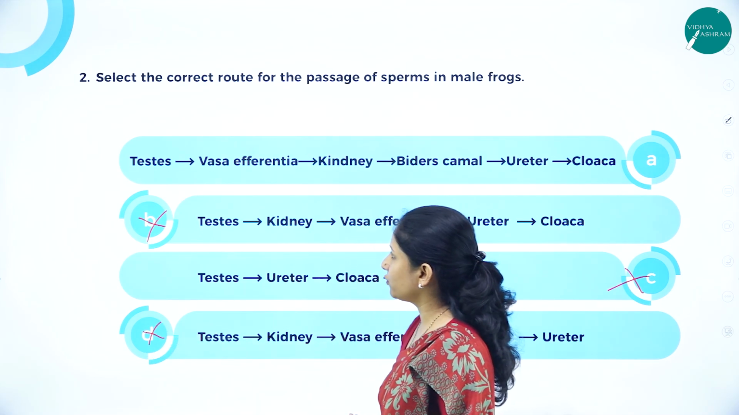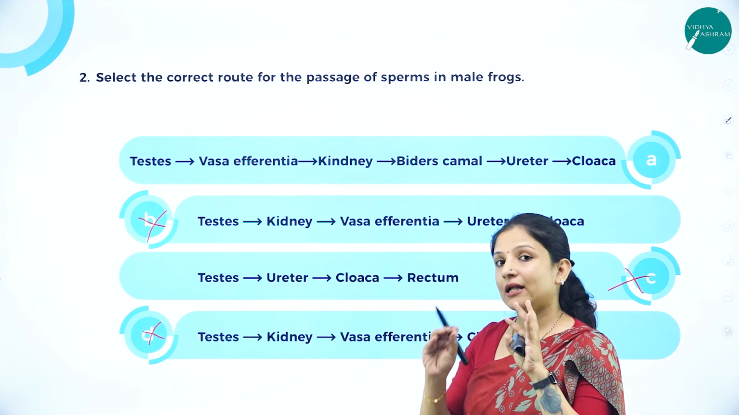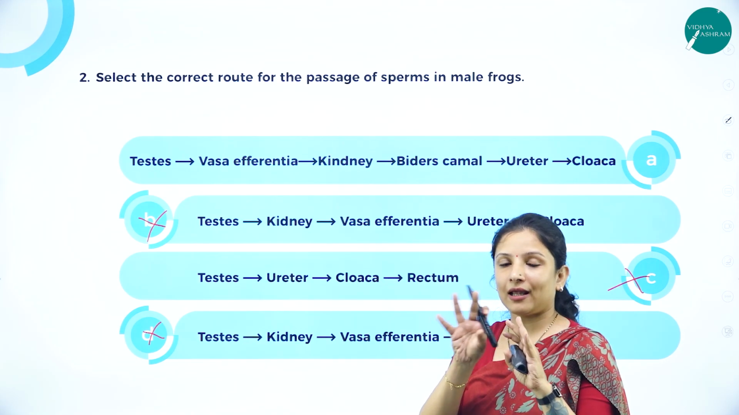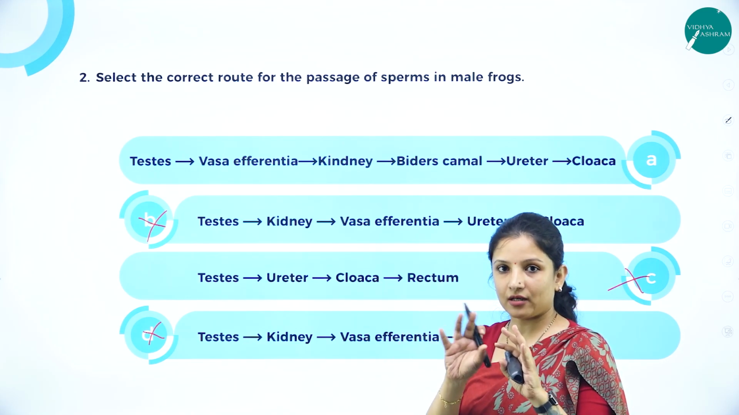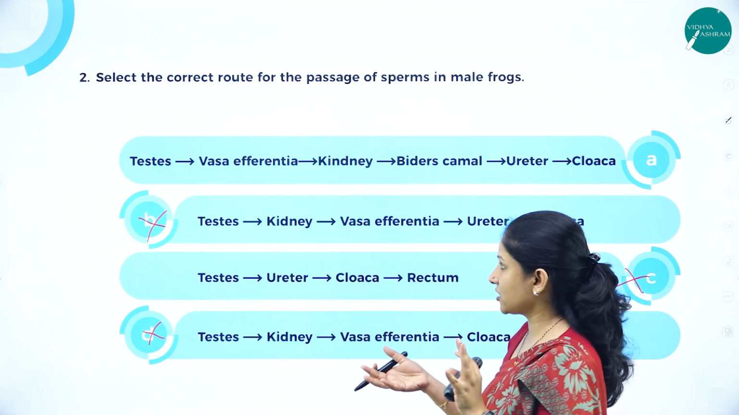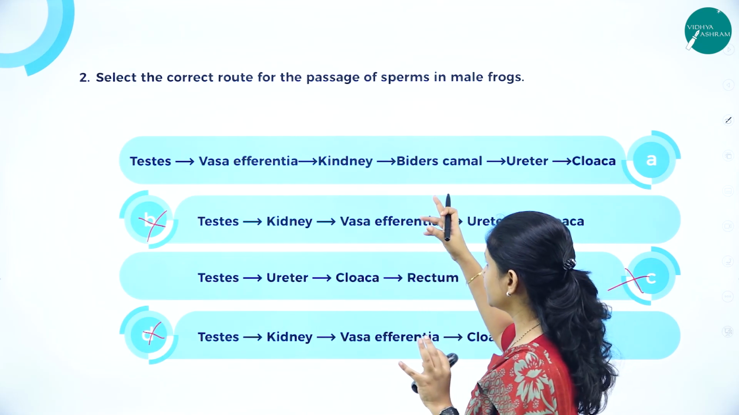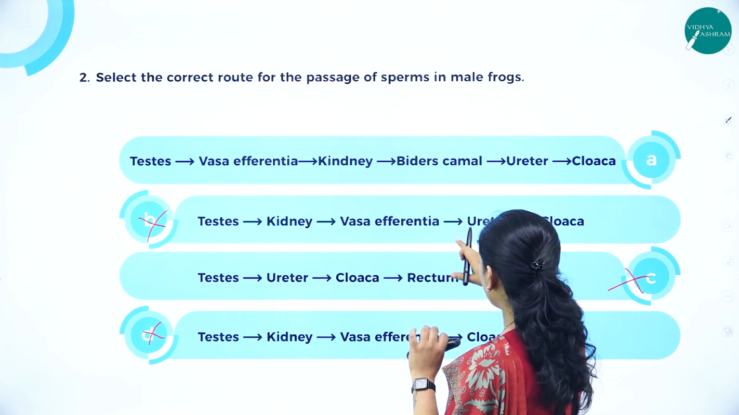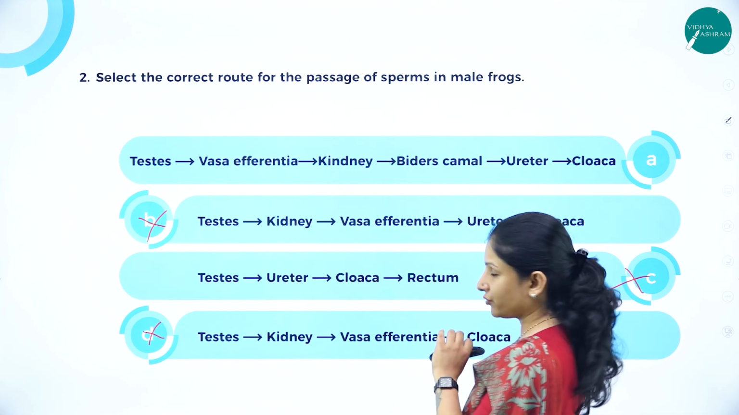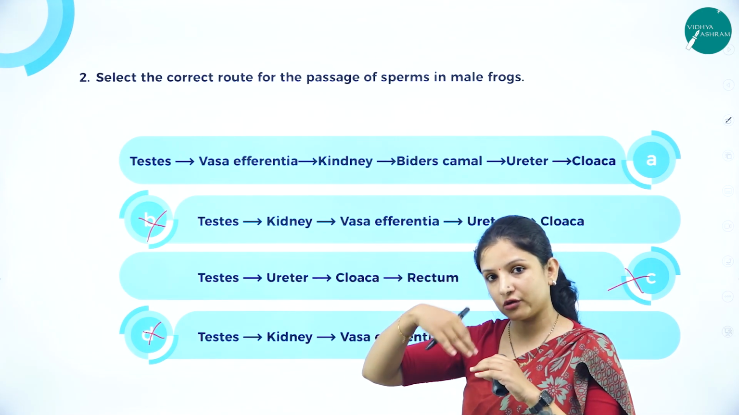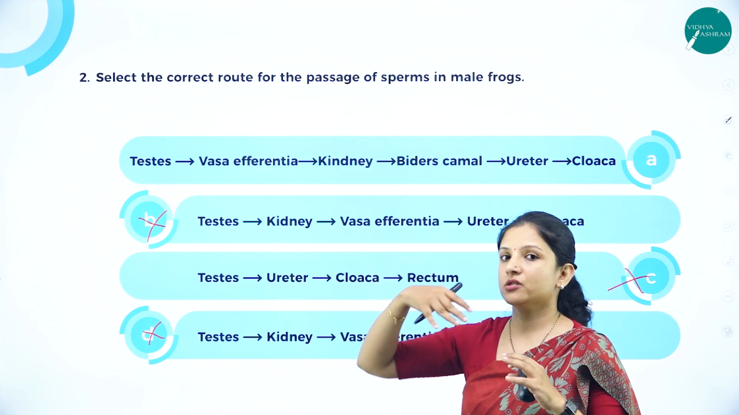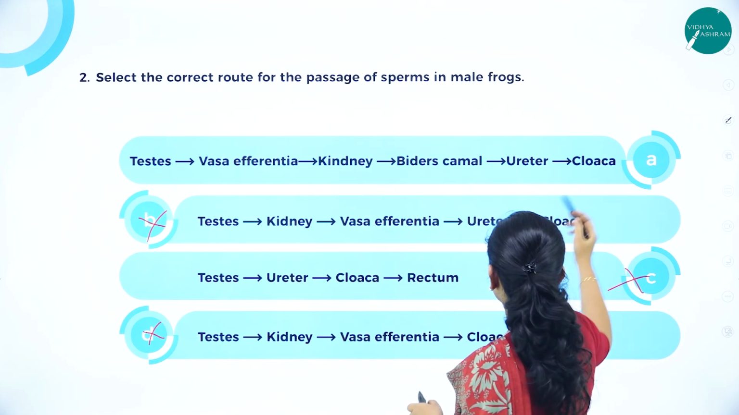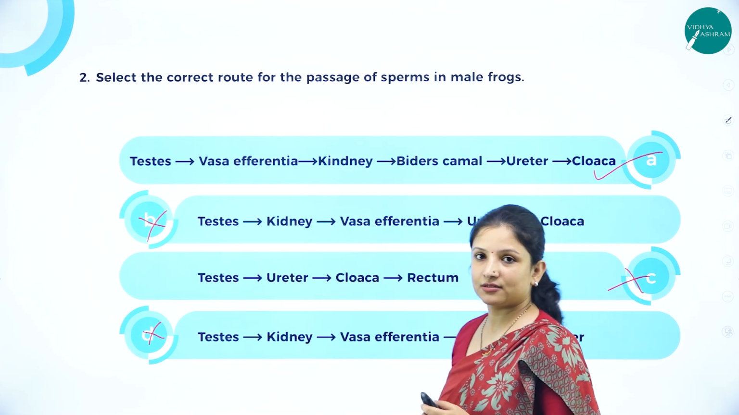Option A is the right one here, because the testis connects to the kidney through 10 to 12 vasa efferentia. From there, the sperm moves into the kidney, and in the kidney, the Bidder's canal will be there. From the Bidder's canal, the sperm moves to the ureter, and from the ureter, it moves to the cloaca, and through the cloacal aperture, the sperms are ejected out. So, therefore, option A is the right answer for this.